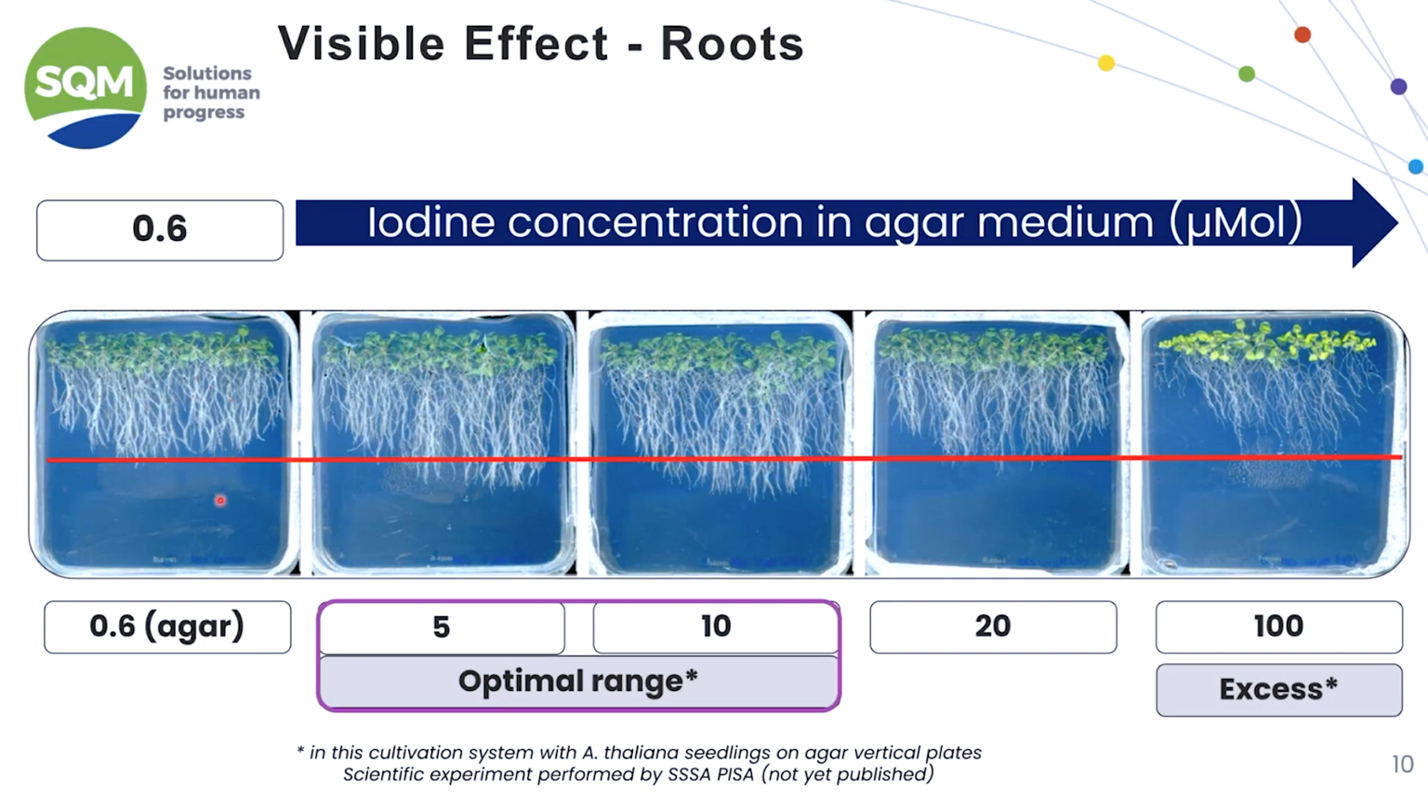So as said, it's important also for root growth, as shown in this study, also in Arabidopsis in an agar medium. And here the control contains 0.6 micromoles of iodine, which is present in the agar. And you see that if you add between 5 and 10 micromoles of iodine, here you see a good effect on the root growth. Not only longer roots, but also more lateral root formation in these plants.